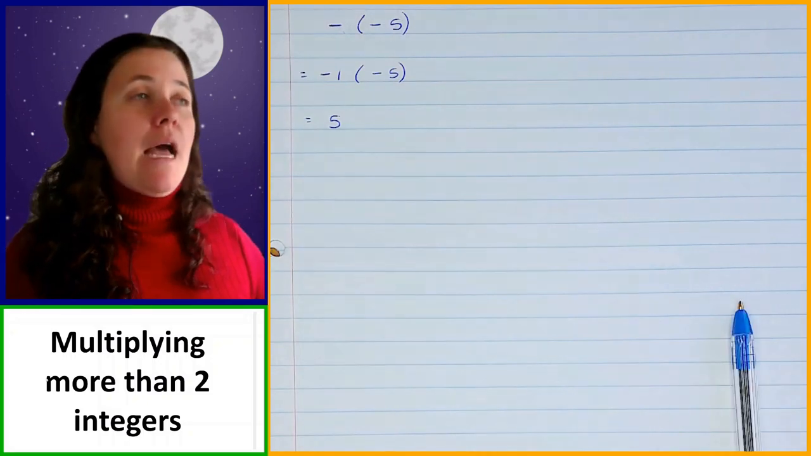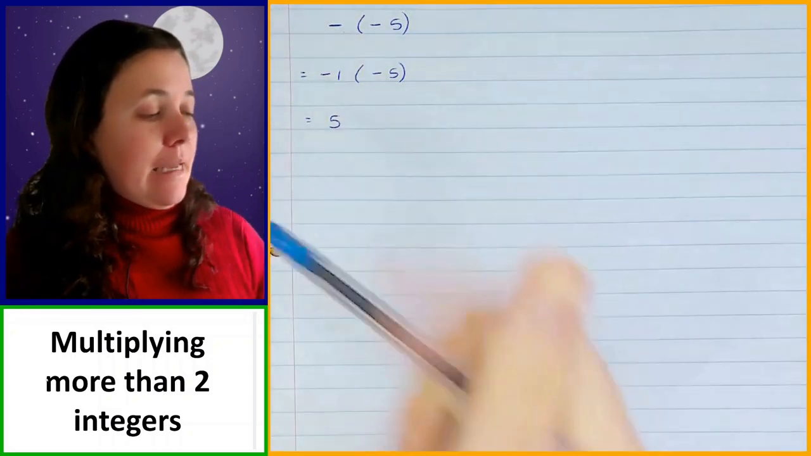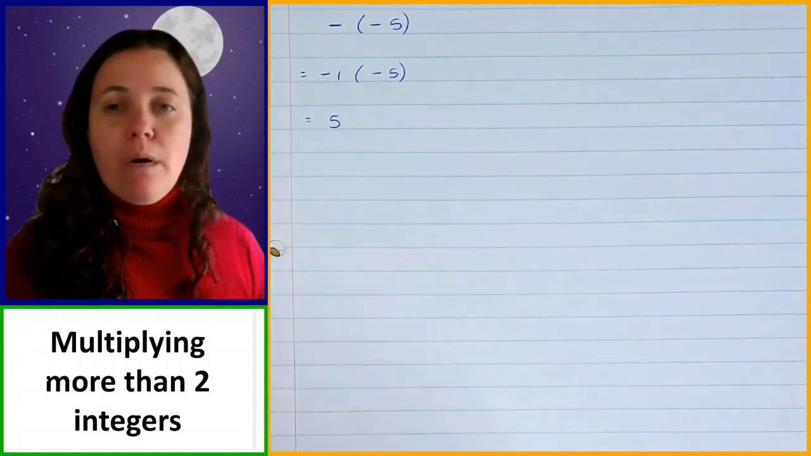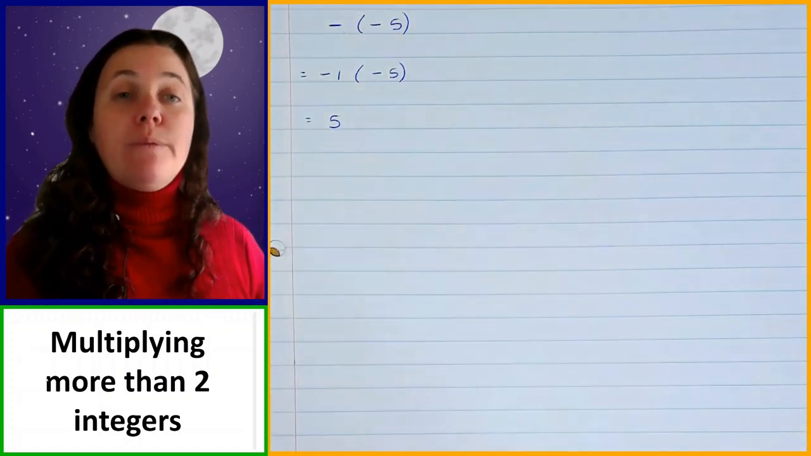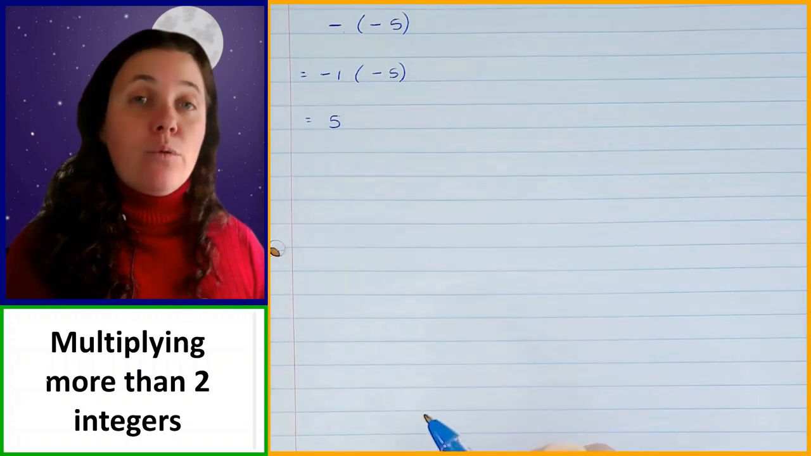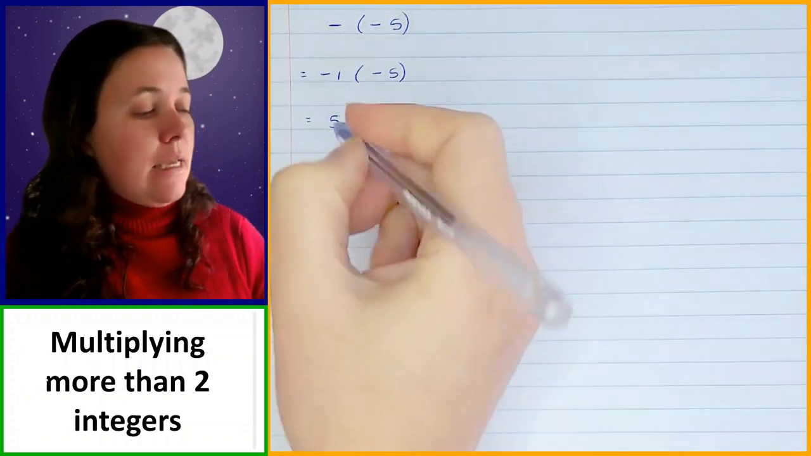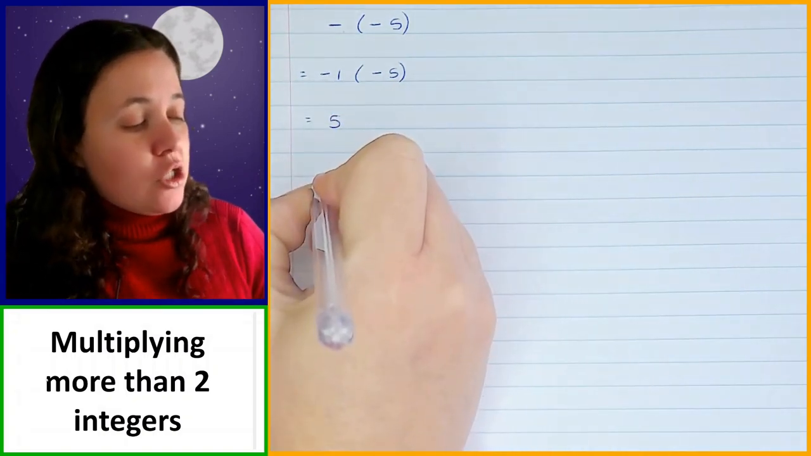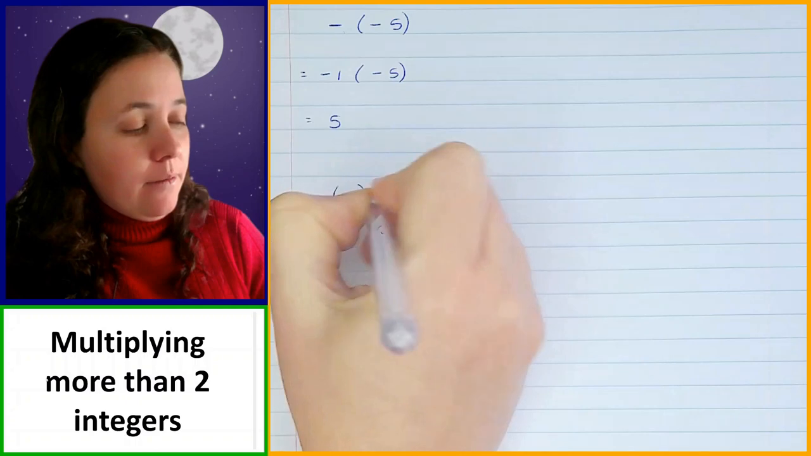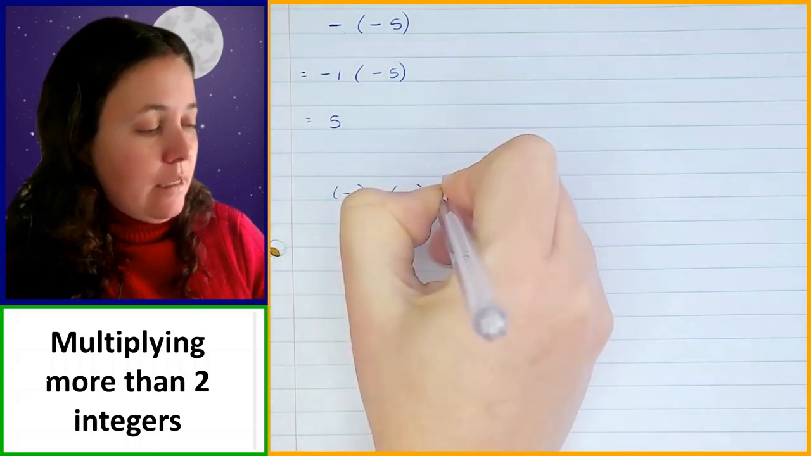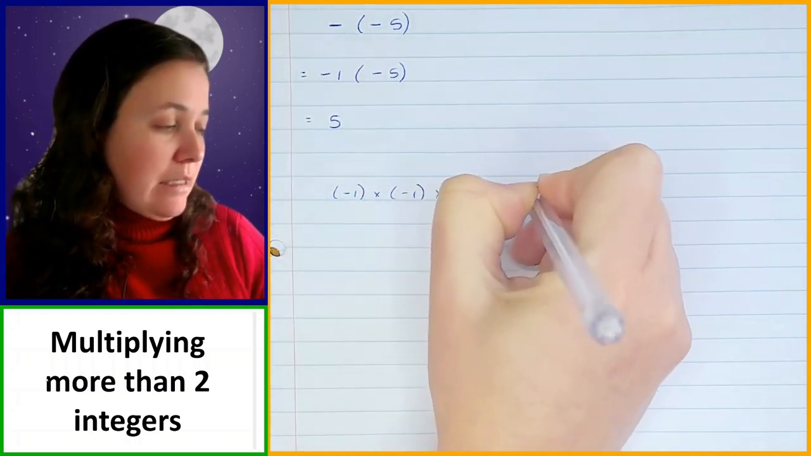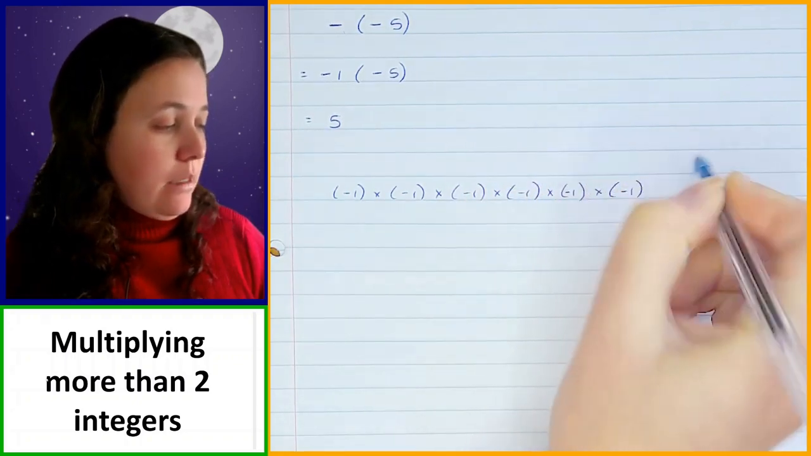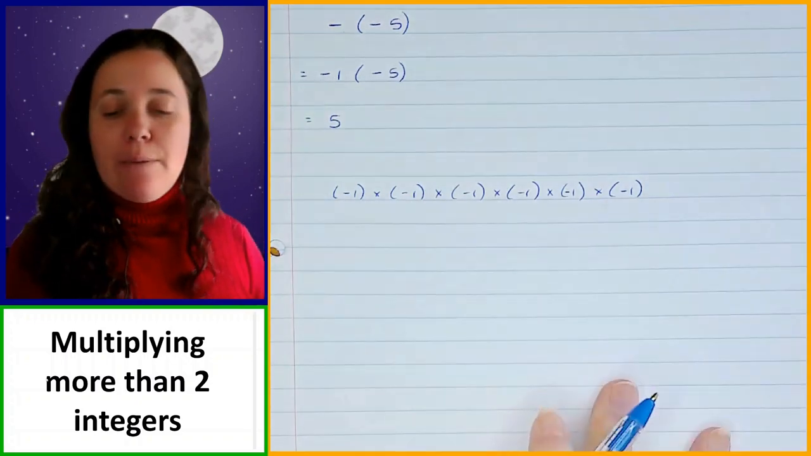Okay, so let's have a look at an example where we're just using the number negative 1, because when you multiply 1 by 1 by 1, you're still going to get 1. So we're not going to be worrying about the actual number part of it, we're just going to be worrying about the sign part of it. Okay, so when we're multiplying together more than two integers, let's see what happens with our signs. So if I've got negative 1 times negative 1 times negative 1 times negative 1 times negative 1 times negative 1. Okay, let's just keep it like that.